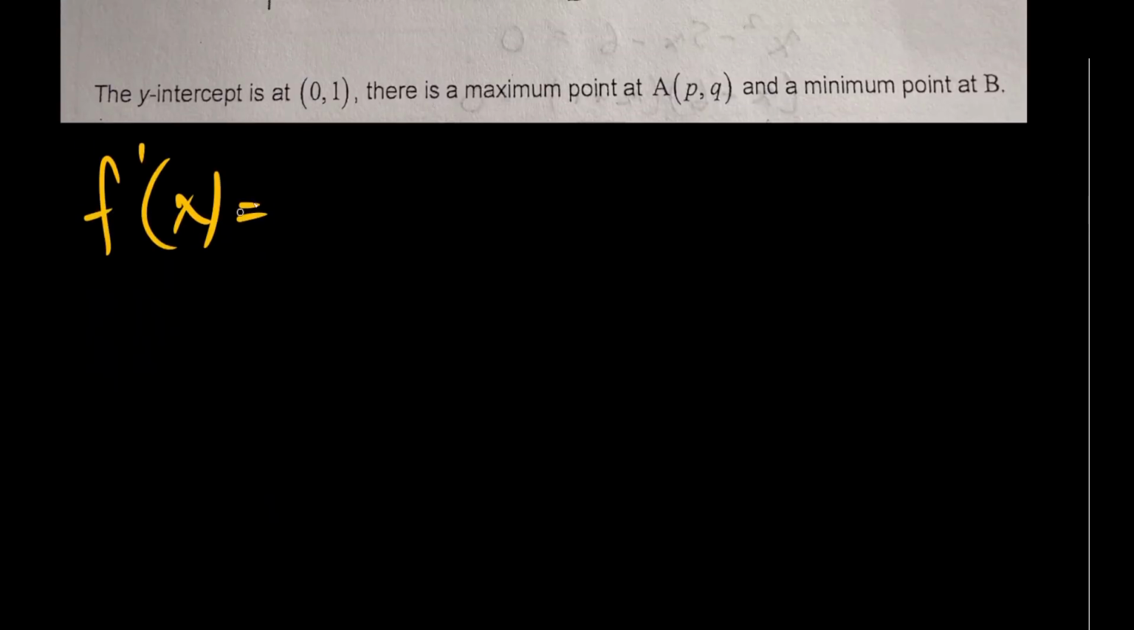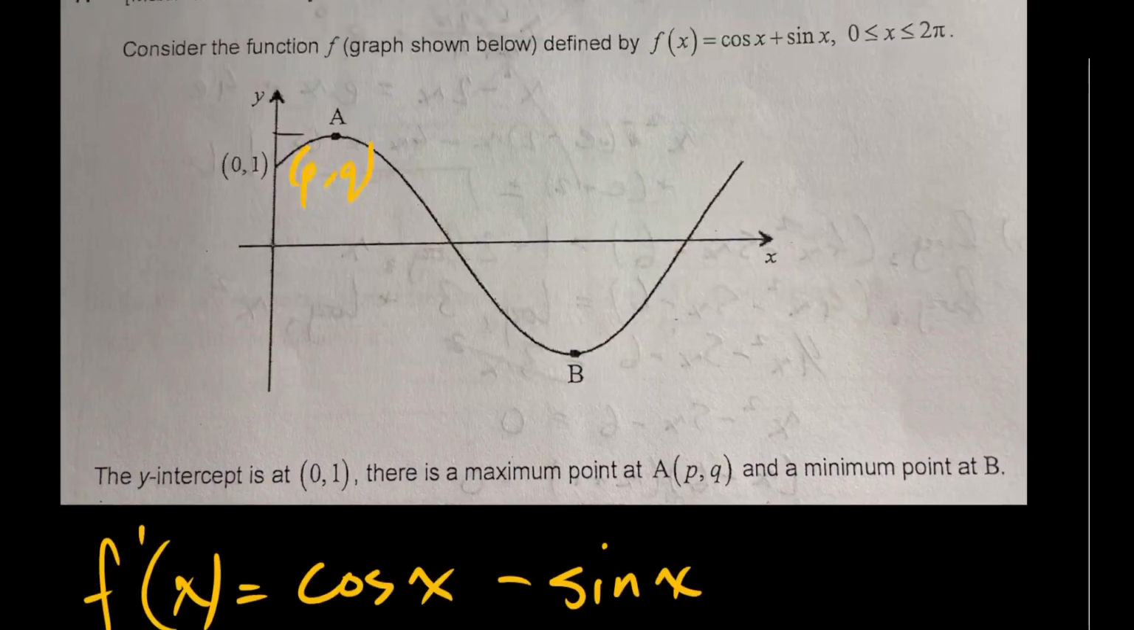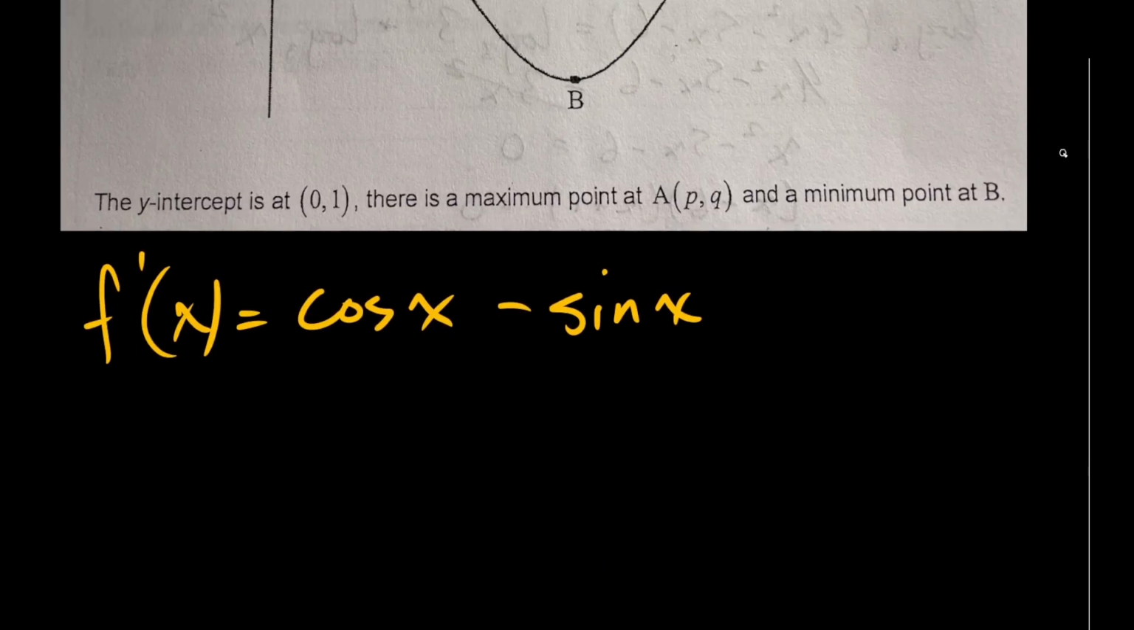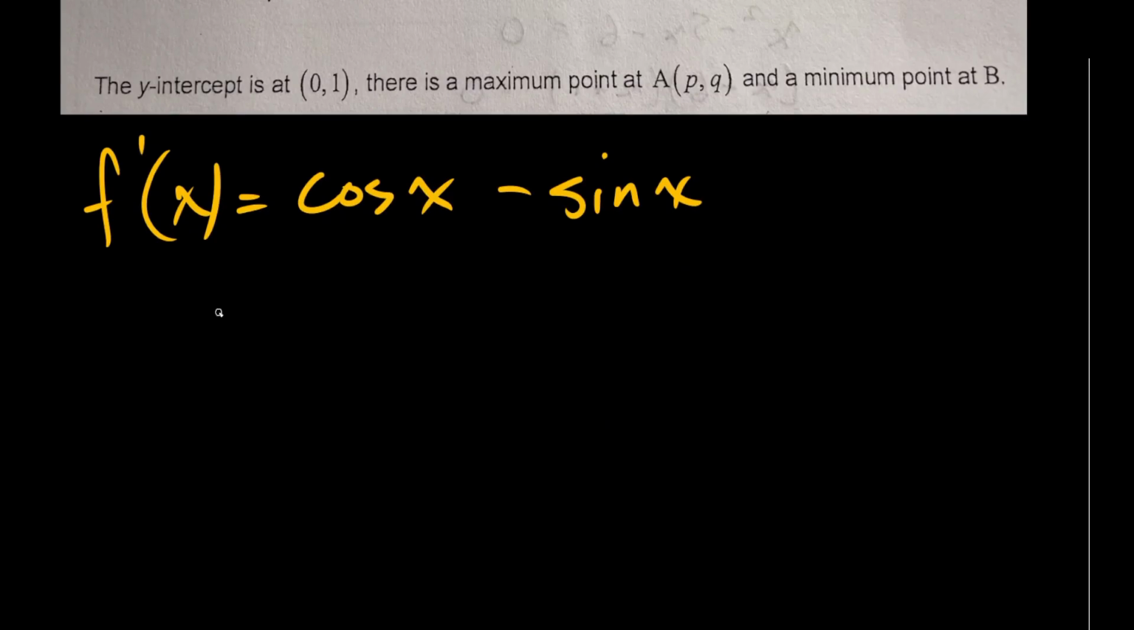So that's relatively easy. F prime of x: we had cosine x plus sine x, so negative sine x plus cosine x. I'm just going to write that in this order: cosine x minus sine x is our derivative function. And hence, it tells us to prove that q equals root 2.